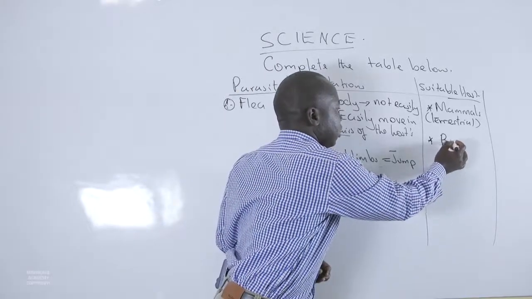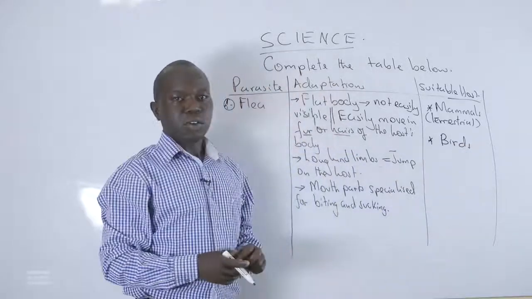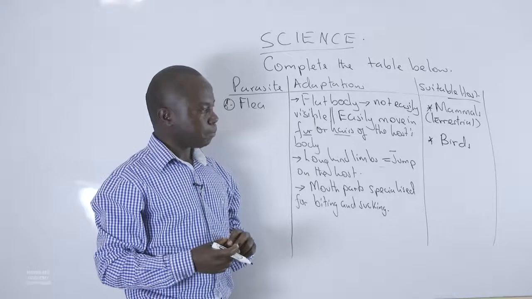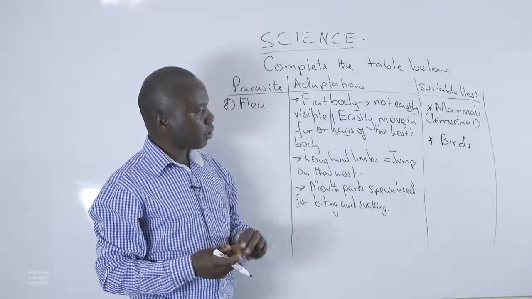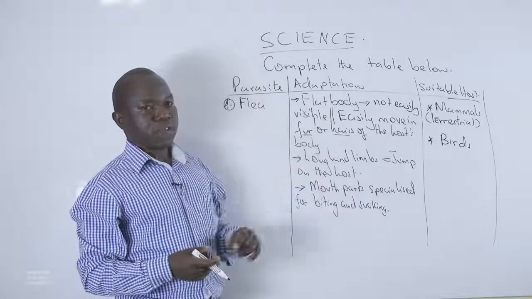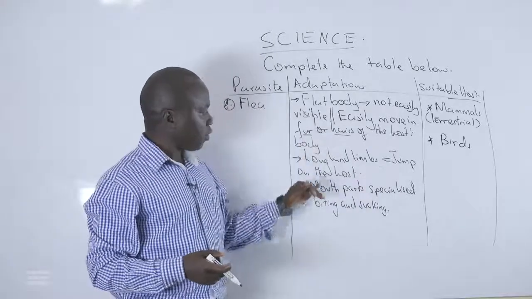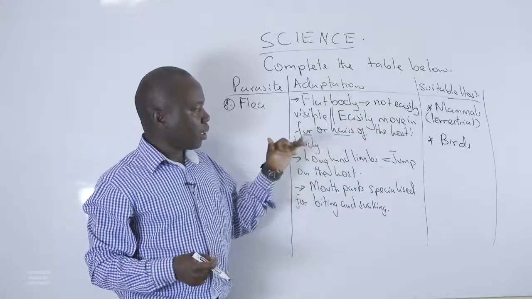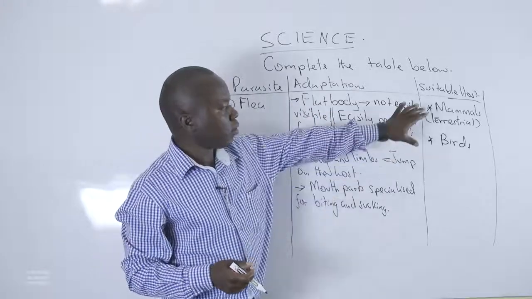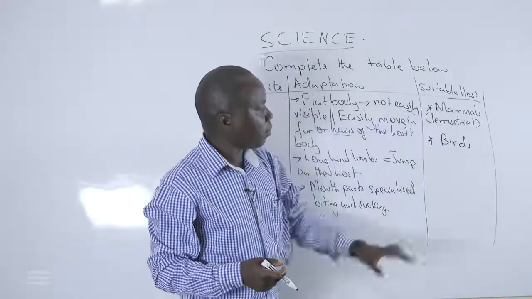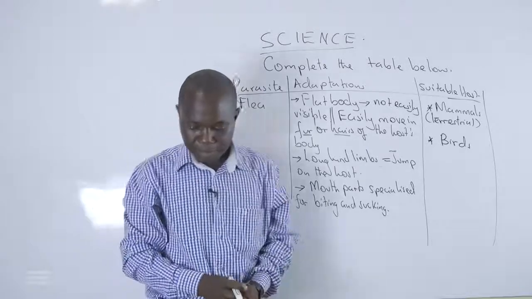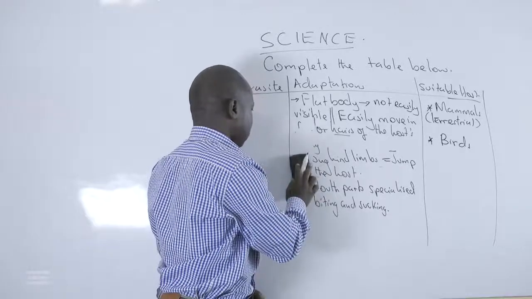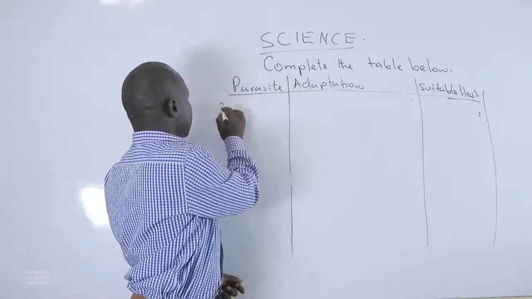Other animals that form a host for the flea are the birds, having feathers on their bodies. It forms a good habitat for the flea. So these are some of the structures that will enable a flea to survive or become a parasite on this host, the mammals and the birds. We can look at another parasite, the tapeworm.